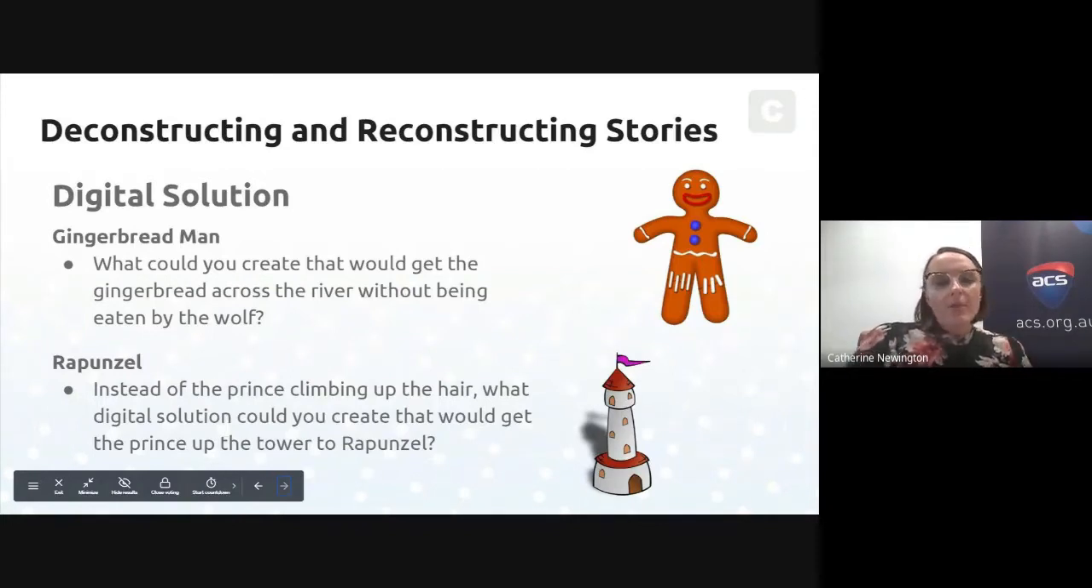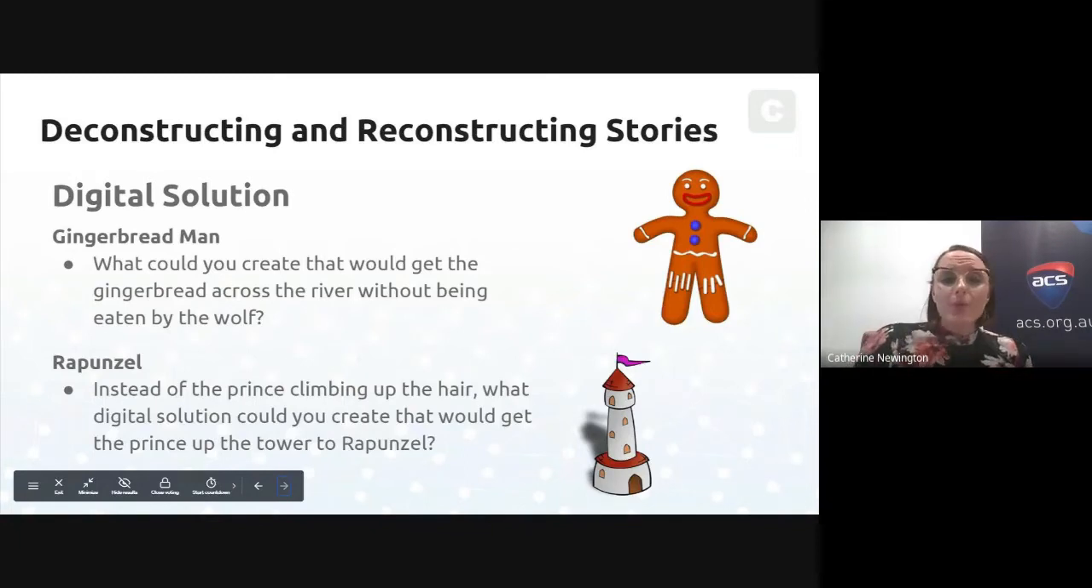And so thinking about those in a digital solution, if you're teaching the Gingerbread Man, at the very end of that story we see that the gingerbread man gets to the river and is eaten up by the wolf. Instead of that, we might recreate an ending and ask our students, what could you create that would get the gingerbread man across the river without being eaten by the wolf? Get them to think about any type of really cool hardware or software that they could add with that as well. Putting that same idea onto the story of Rapunzel.